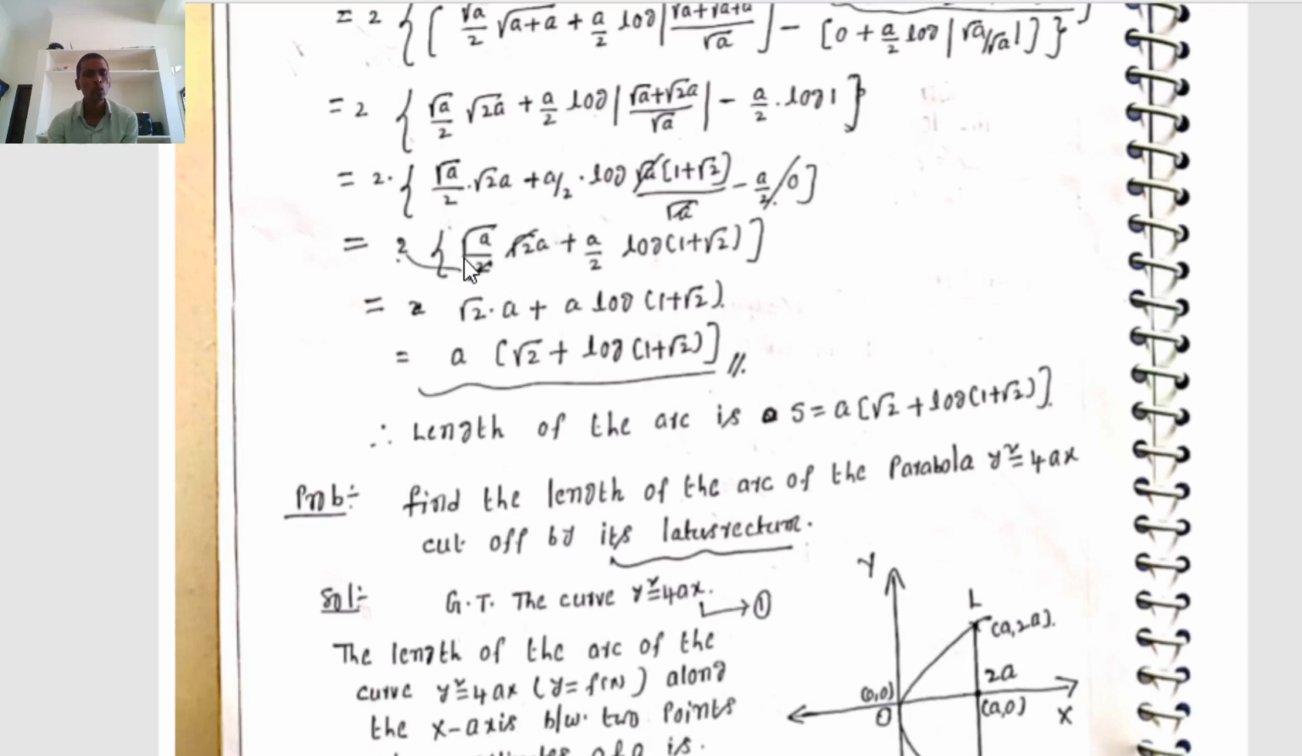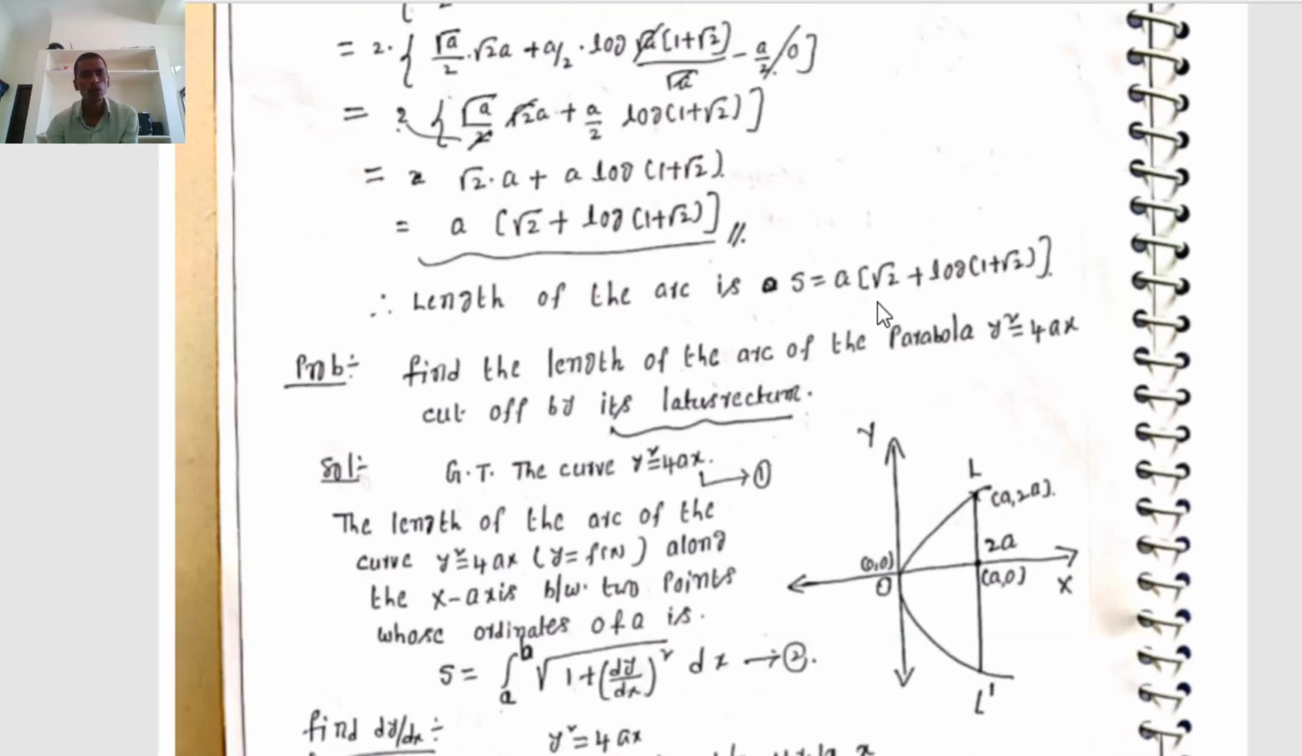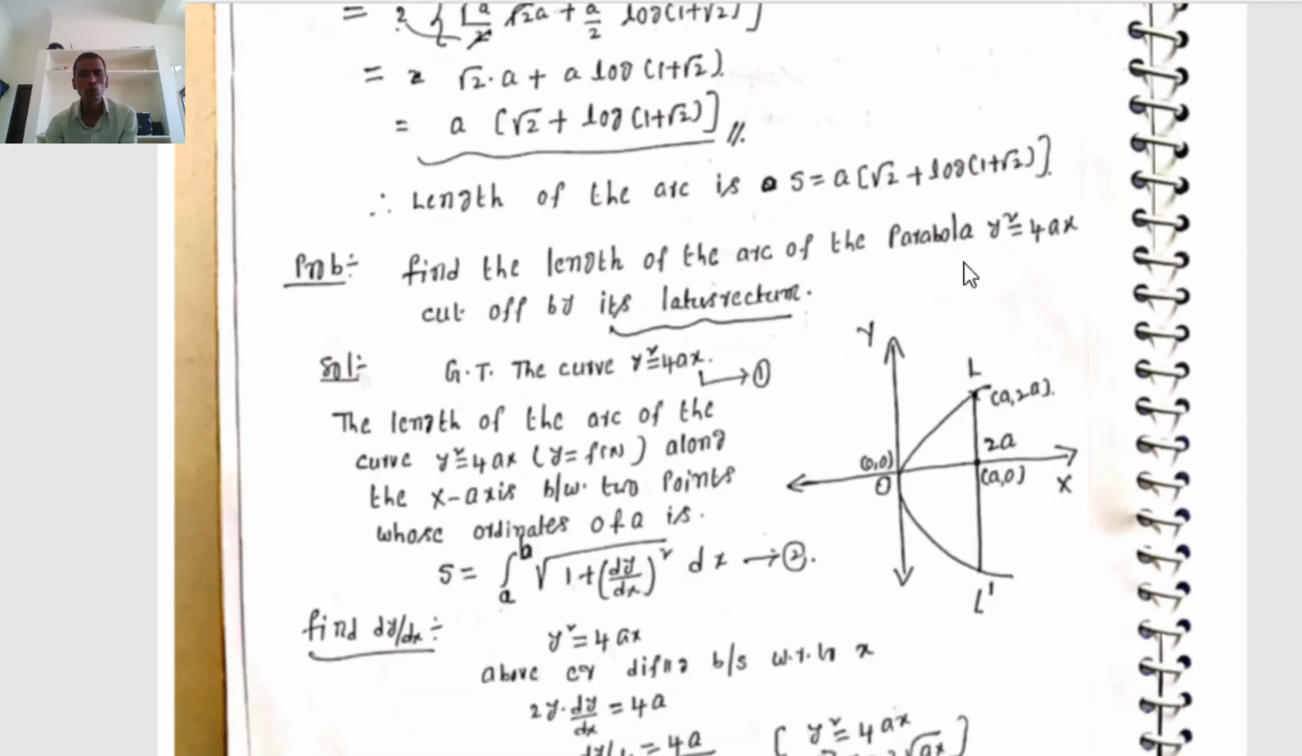Therefore, we observe that 2 can be written as root of 2 whole square, so it can cancel. Therefore, 2 into 2 gets cancelled, giving root 2 into a plus a by 2 into, taking LCM, a by 2 into a into log of 1 plus root 2. Therefore, a into root 2 plus log of 1 plus root 2. The length of the arc of the curve is equal to a into root 2 plus log of 1 plus root 2.